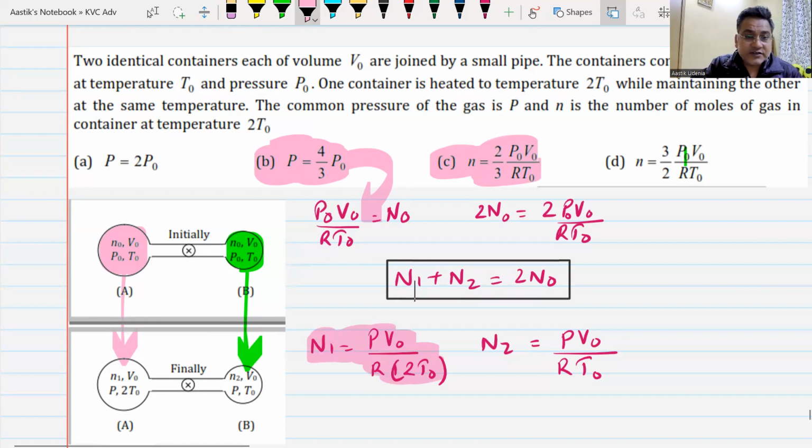Anyone understands how this is done? Yes or no? Same thing. You just have to equate the number of moles of the gas initially and finally. Nothing has changed. Have you noted this down? One minute.